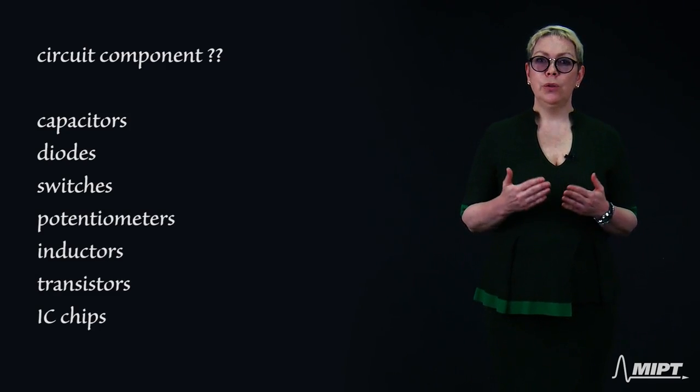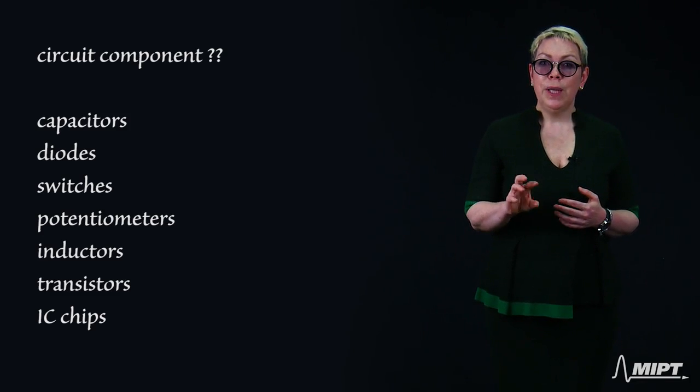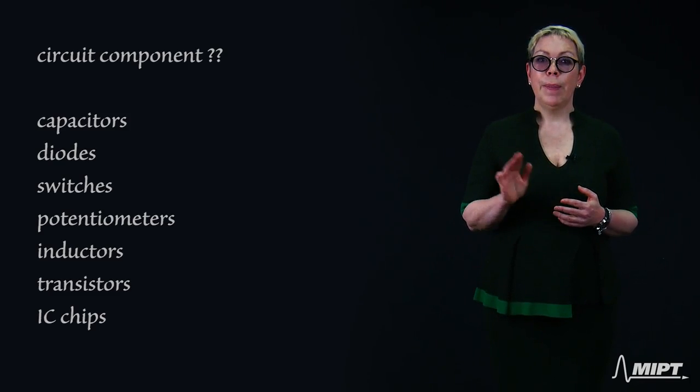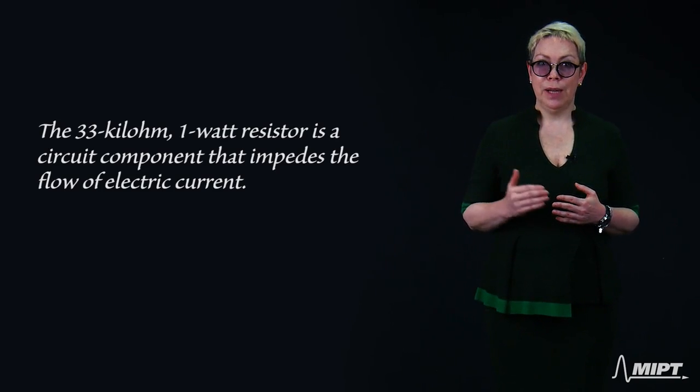In this case, a good approach is to focus on the function of a resistor, which is to impede the flow of electric current, and to use that function to differentiate the class. Then we have the following definition. The 33 kilo-ohm 1-watt resistor is a circuit component that impedes the flow of electric current.